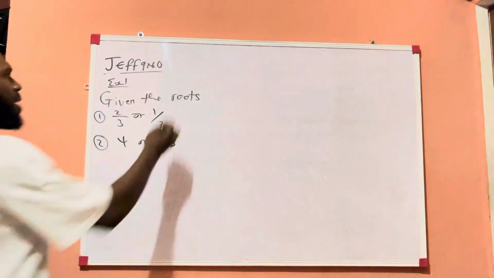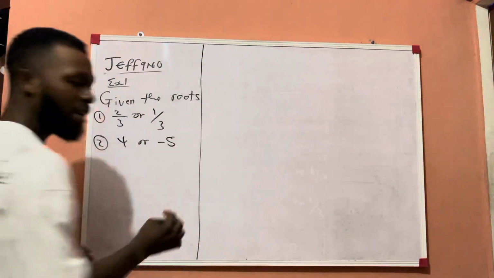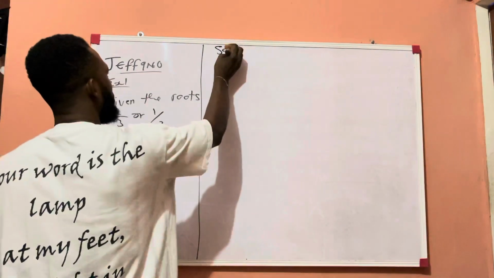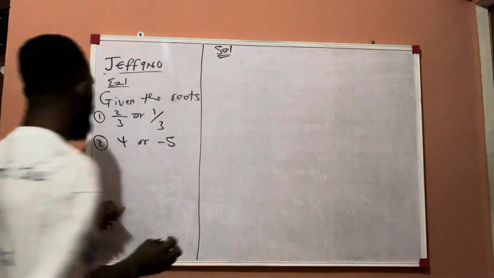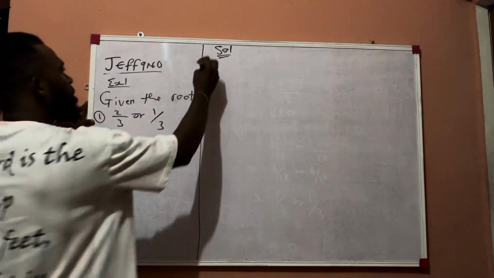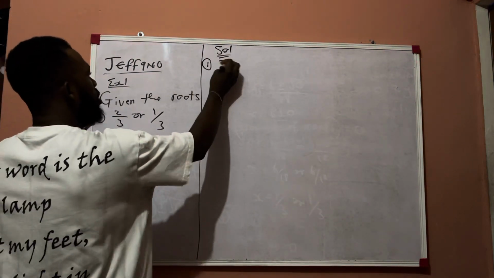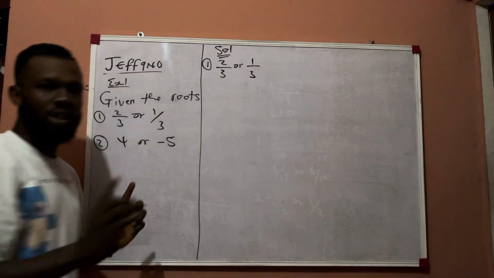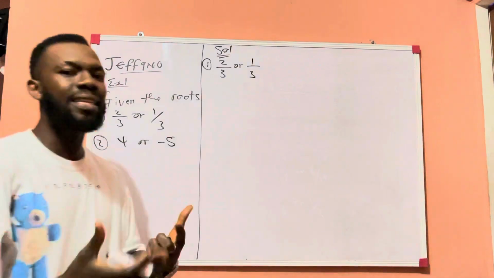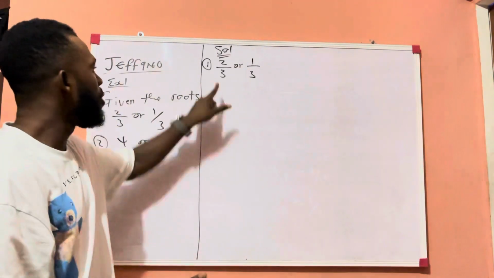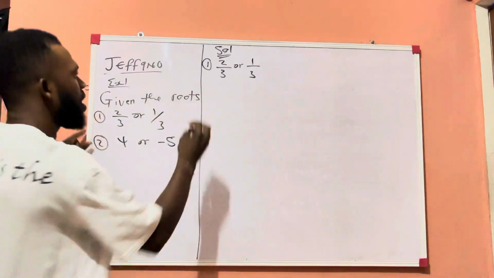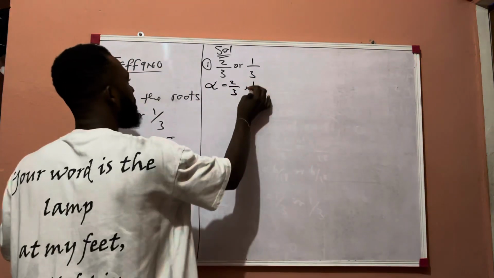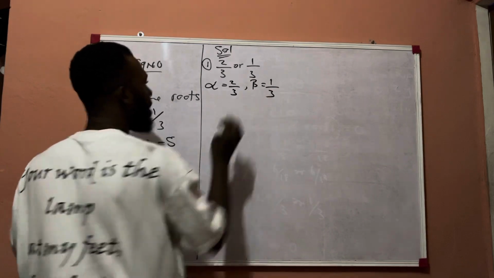Now, remember I said we are going to be using the formula method in solving this. Now, let us begin solution. Now, number 1 says the roots are 2/3 or 1/3. Now, what does that mean? Remember we said let alpha and beta represent these roots. So it means in this case, alpha is equal to 2/3 and beta is equal to 1/3.